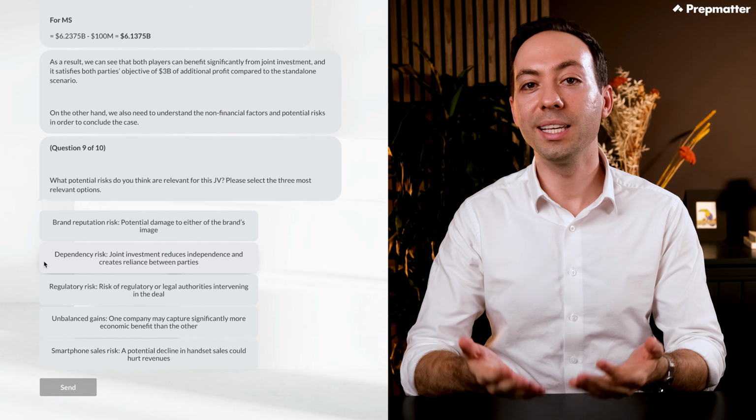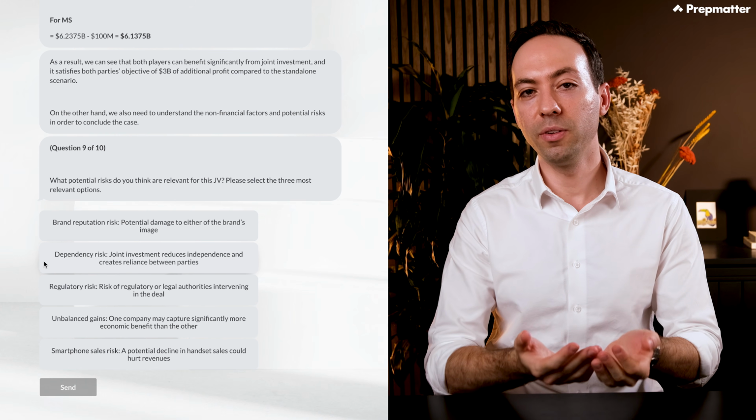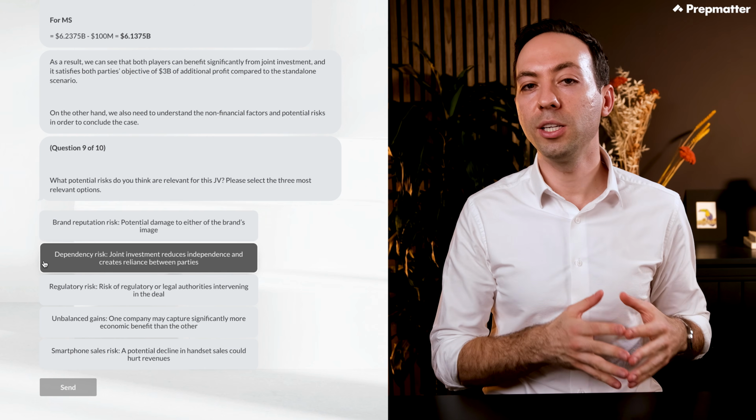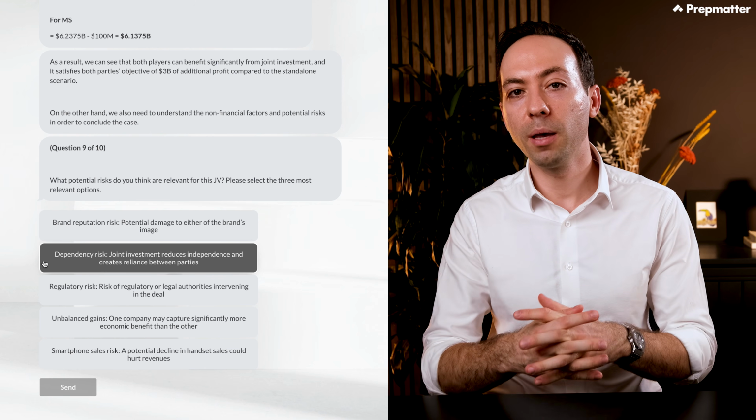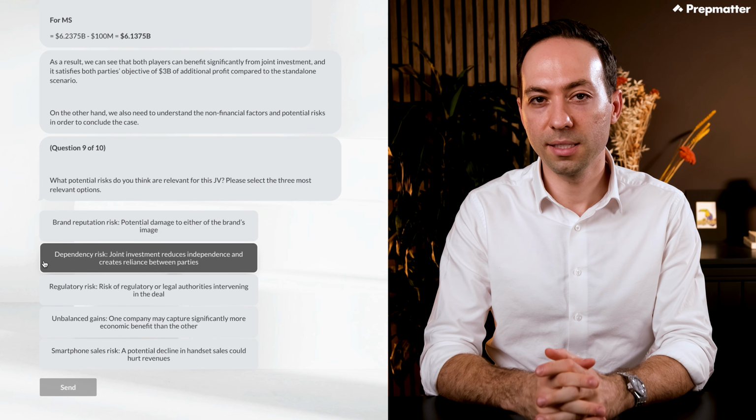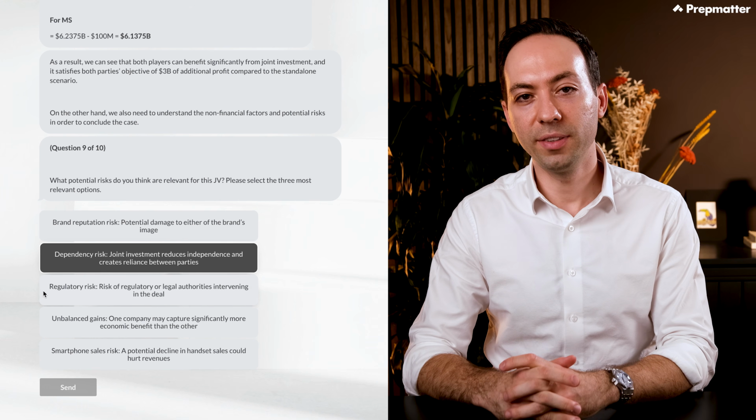Joint investment reduces independence and creates reliance between parties. That's true. In case a decision needs to be made with the supply chain operations, companies won't be able to act on it alone, hence may not be able to make quick decisions. Let's select this.